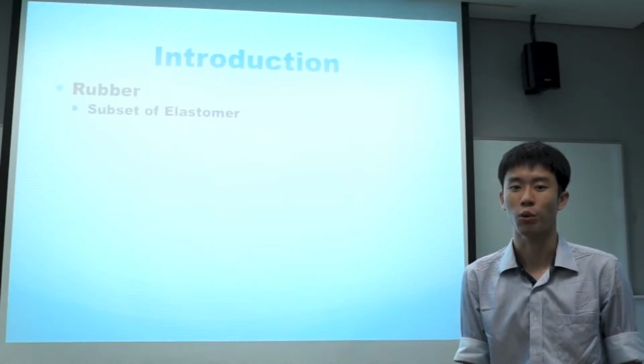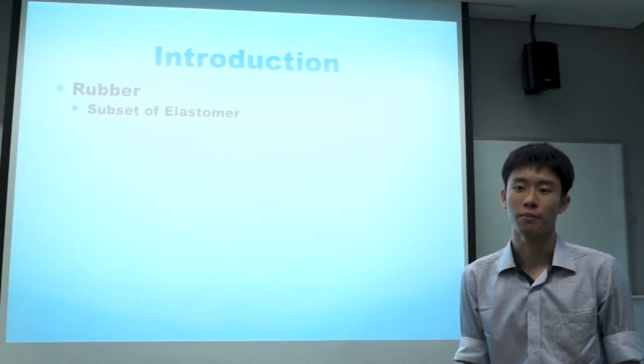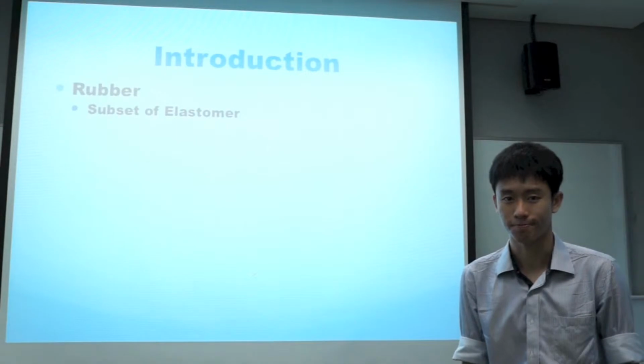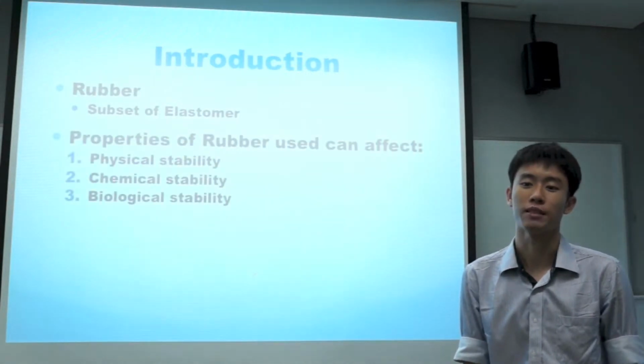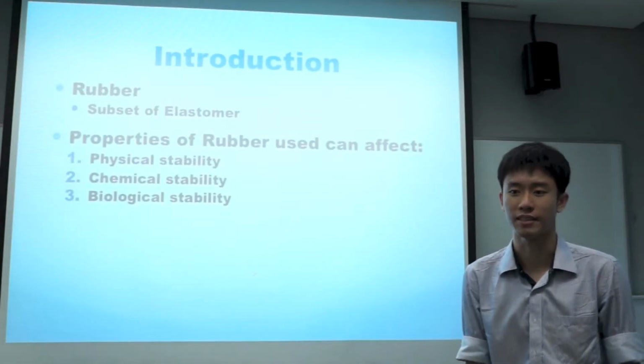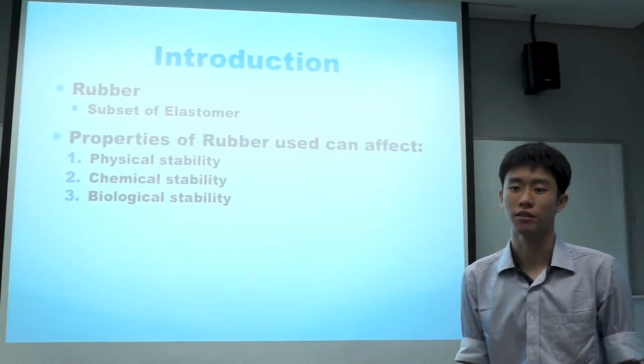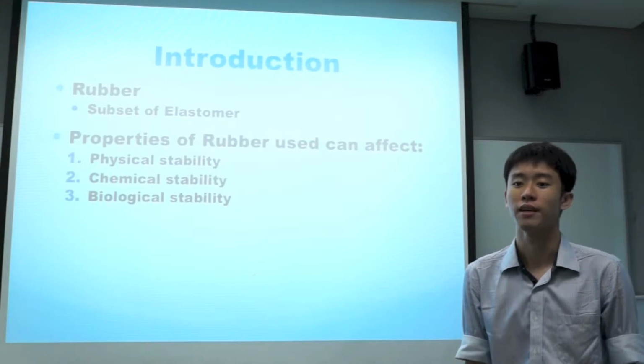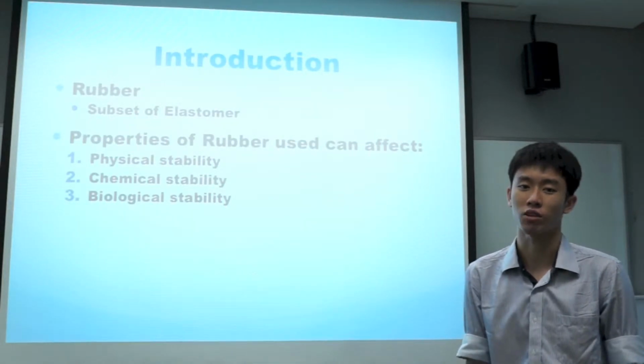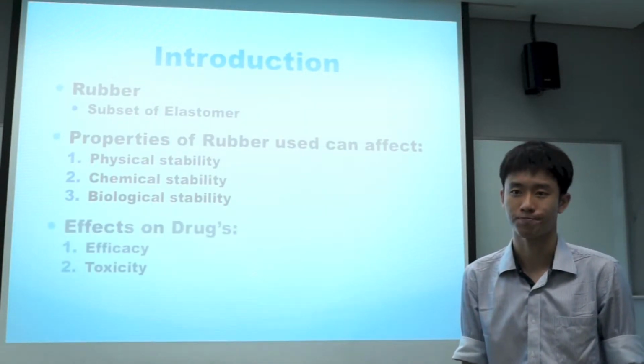First of all, I would like to highlight the term rubber being a subset of elastomers. The properties of rubber are important for parenteral preparations as they can affect the physical, chemical, and biological stabilities of these preparations, which in turn can have an effect on the efficacy and toxicity profile of the drugs.